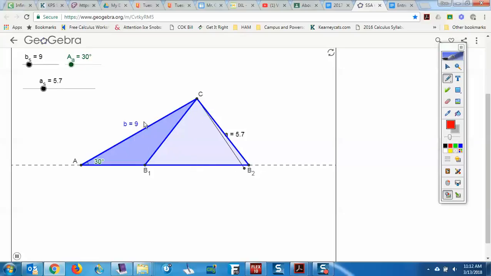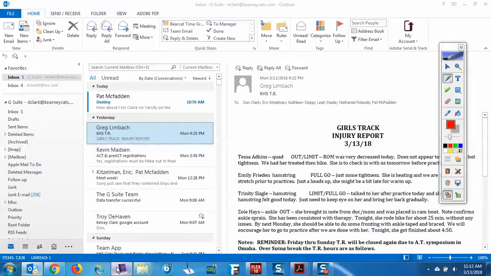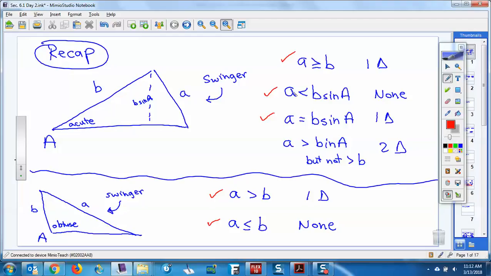So 5.7 is less than 9. We check, the height is 4.5. 5.7 is more than the height, so that means there's going to be 1 over here and 1 over here. And those are your 2. Yes? These could be like A could be C or B could be. Exactly. It doesn't have to be just the way I have it set up.